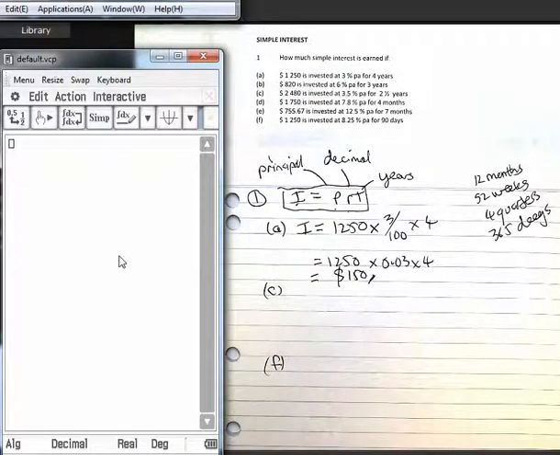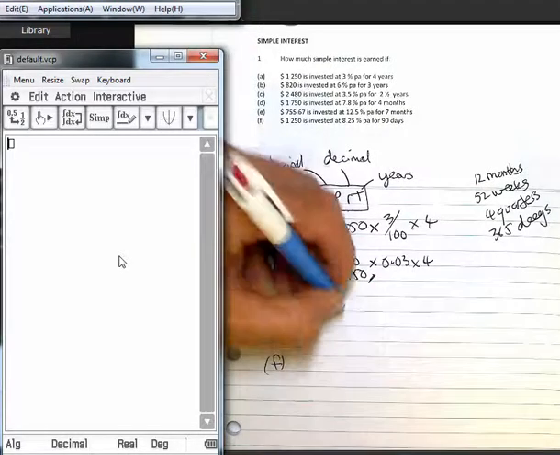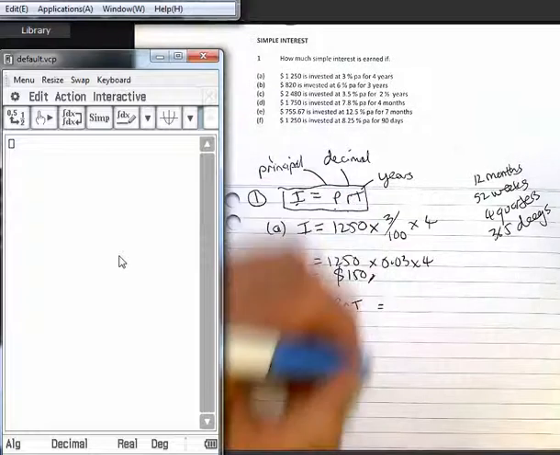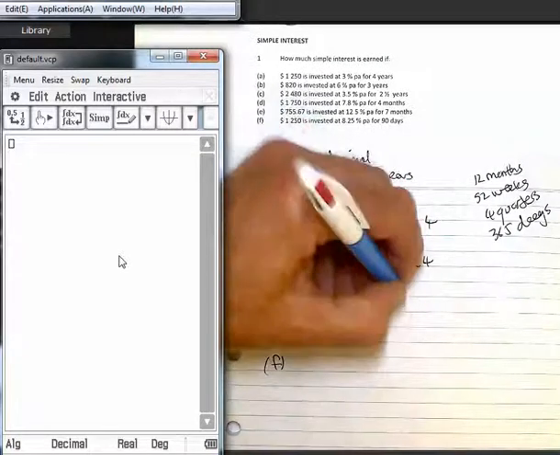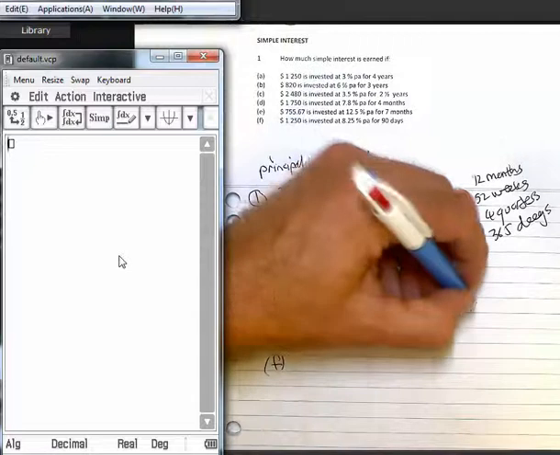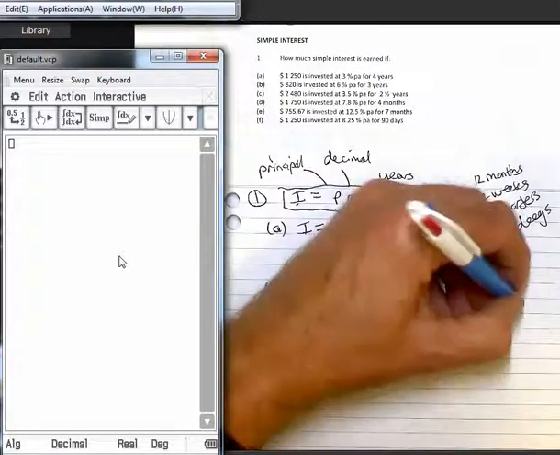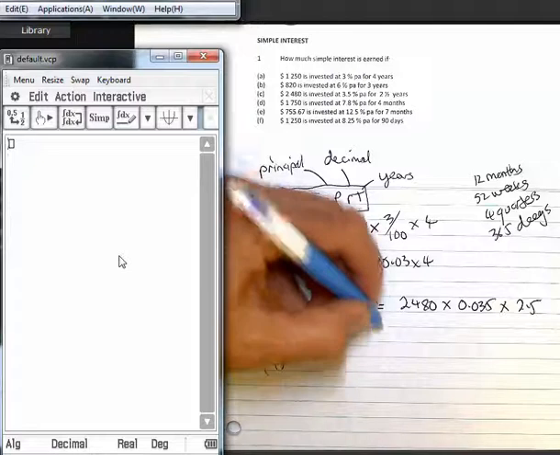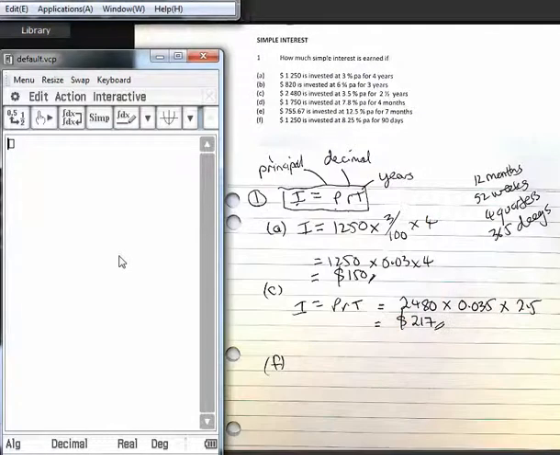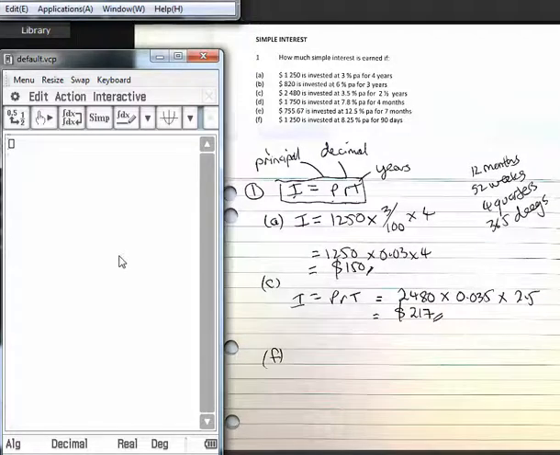Now in C, it's for 2.5 years. Write out the formula, as there are other formulae that we will come across. Now 2.5 we write as 2.5. $217. Now I'm just going to move down to F.